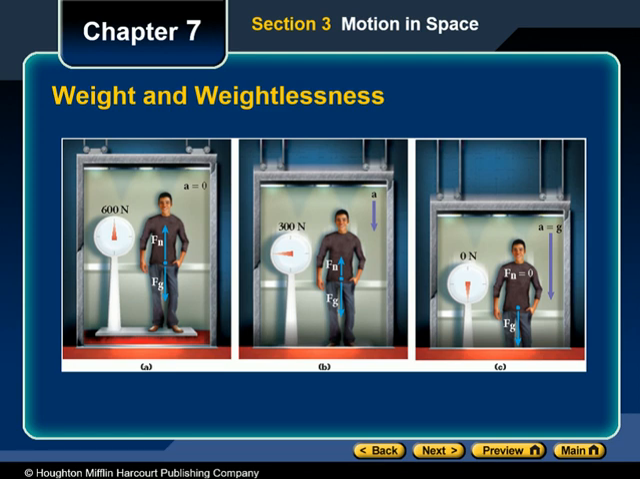Astronauts in orbit experience apparent weightlessness. Astronauts floating in a space shuttle are experiencing apparent weightlessness. Because the shuttle is accelerating at the same rate as the astronauts, this example is similar to the elevator, which is shown on the screen here. The force due to gravity keeps the astronauts and shuttle in orbit, but the astronauts feel weightless because no normal force is acting on them.